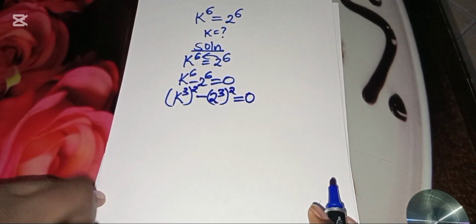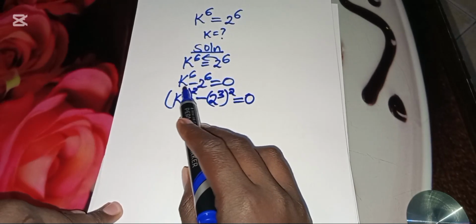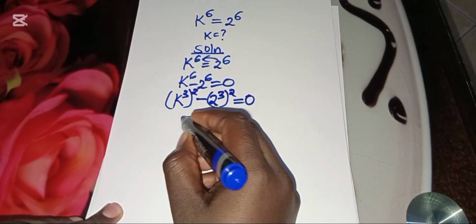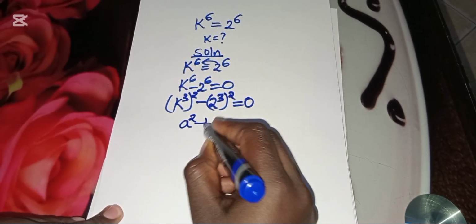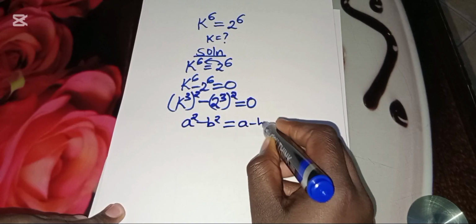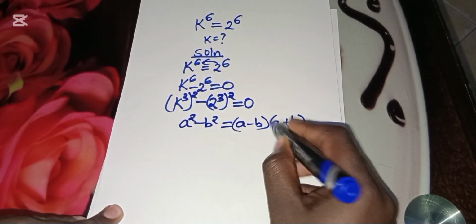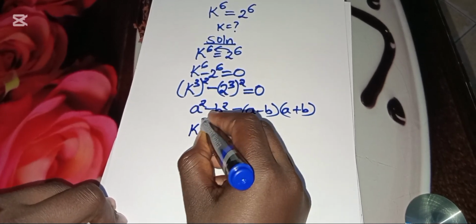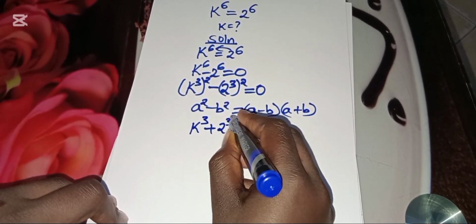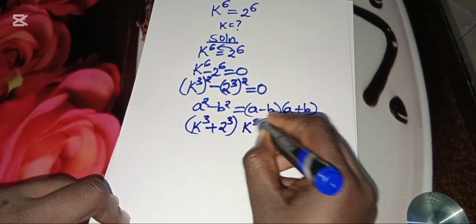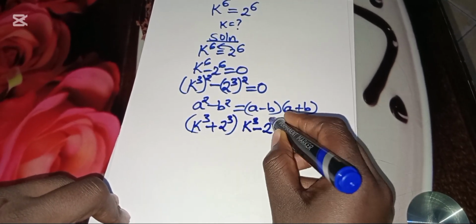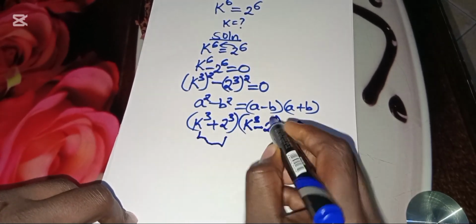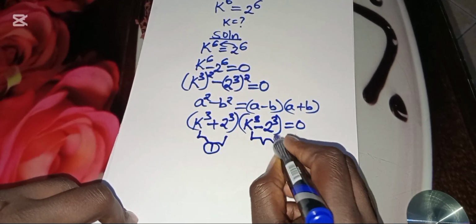Now as you can see, k raised to power 3 squared minus 2 raised to power 3 squared is actually in the form of the difference of two squares, expressed as a squared minus b squared, which we can express as a minus b, a plus b. So that now we'll have k cubed plus 2 cubed, and then k cubed minus 2 cubed. This is equal to 0. So we have the first part. This is our first part, and this is the second part.